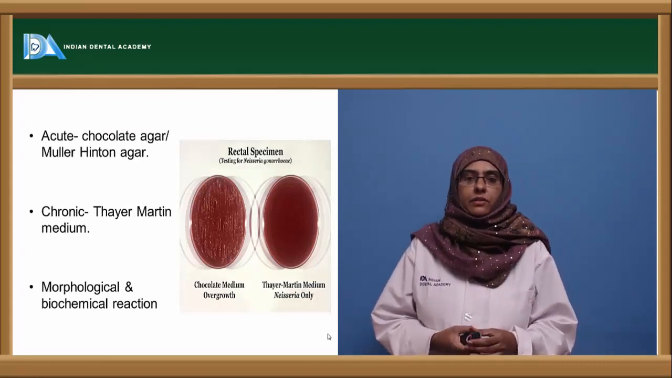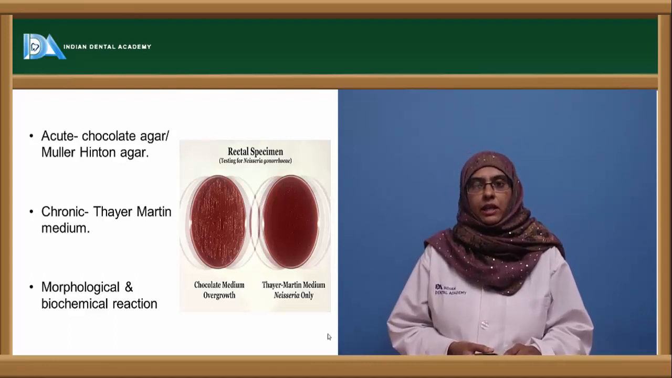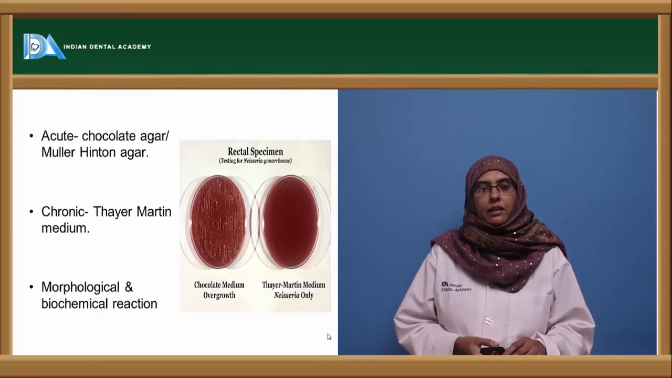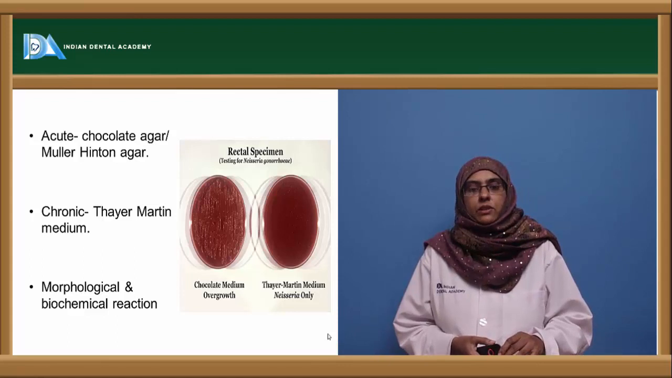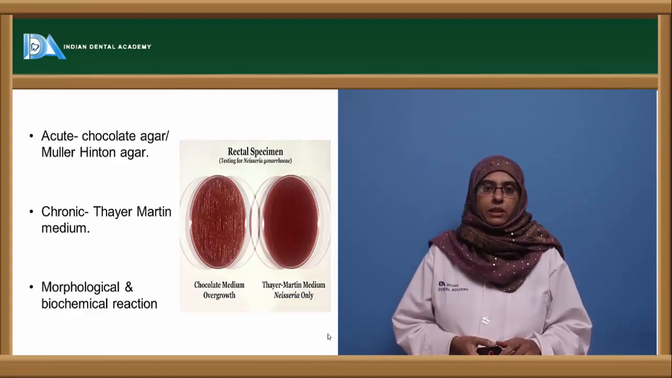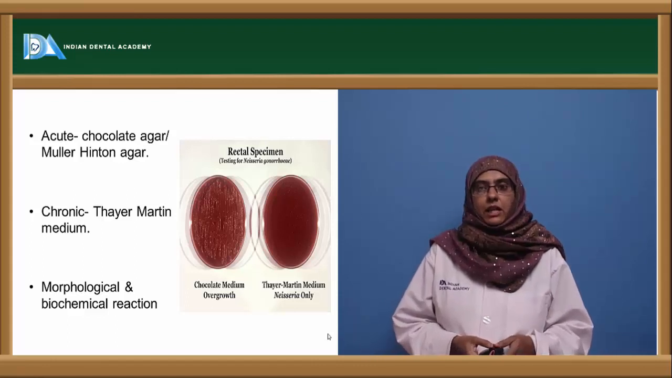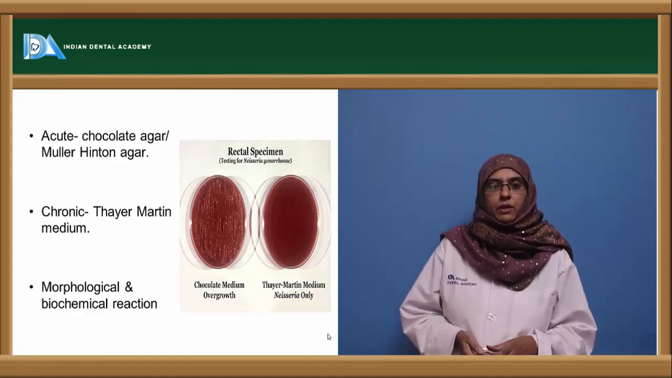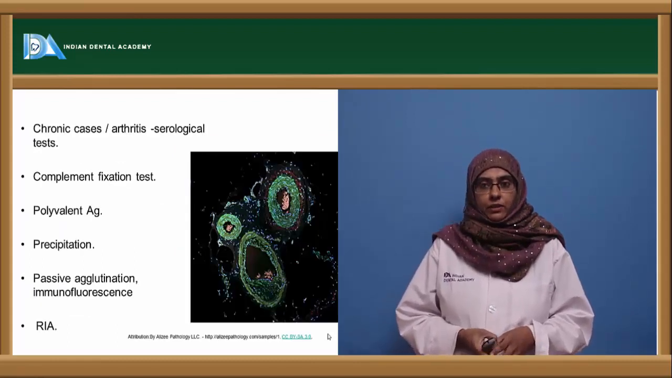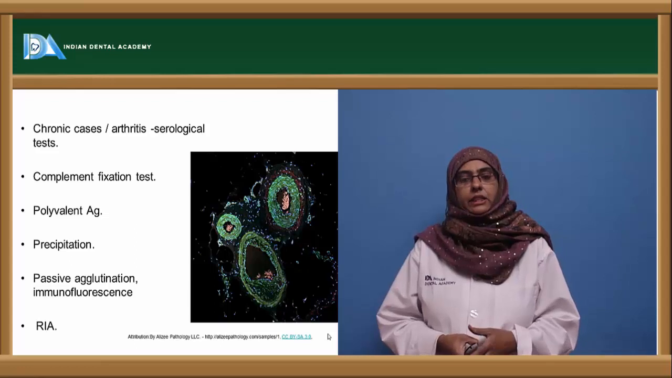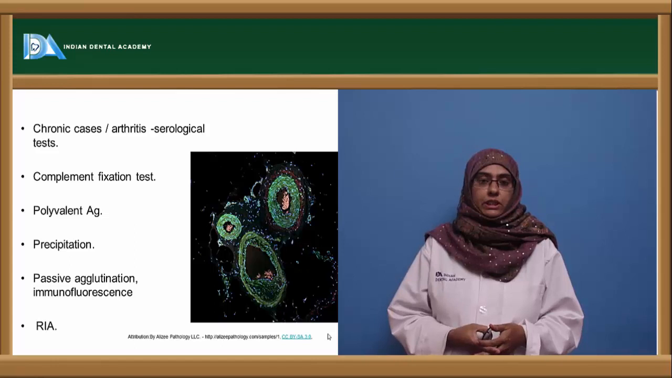The selective media for the growth of the organism in acute disease are chocolate agar or Mueller-Hinton agar, and for chronic disease, because there are no purulent exudates, you can go for Thayer-Martin medium, which is a selective medium to isolate the organism in chronic diseases, and then go for the morphological and biochemical reactions to identify the causative agent. In chronic cases, you can also go for serological testing, where a complement fixation test was initially used.